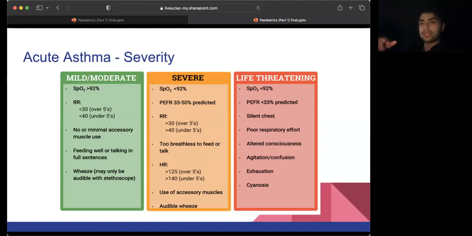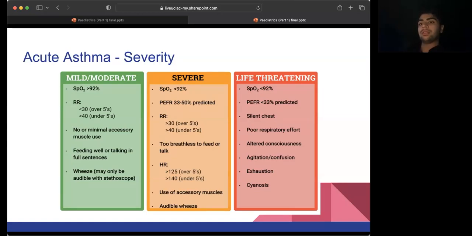So low oxygen SATs is a feature of both a severe and life-threatening asthma attack. I believe the key differentiators for life-threatening will be if the peak flow is low or there's a silent chest, which suggests that the child's getting tired, which is why the breathing slows down and the wheeze isn't as prominent. So a lot of these features of risk stratifying asthma have a lot of overlap with the adult asthma criteria.